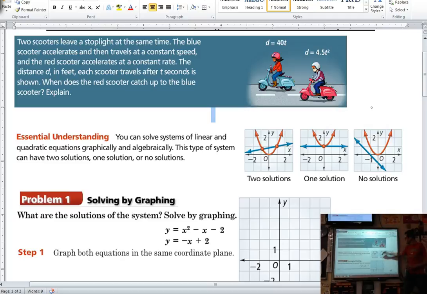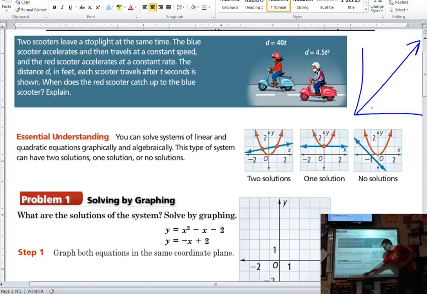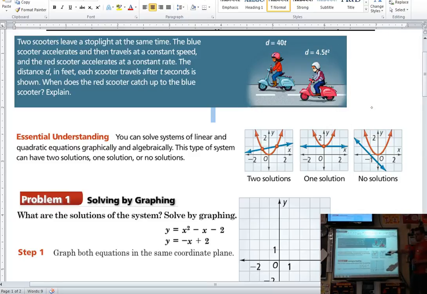So if we were to graph this, this would look something like my blue scooter, 40t, my red scooter, and this point right here was that almost 9 seconds, that 8 8/9. Up until then, the red scooter had gone less distance until we surpass, and he will exponentially increase that gap. Couldn't it also be one solution if it's the line of symmetry, or the axis of symmetry? Yeah, any point that just crosses through once.